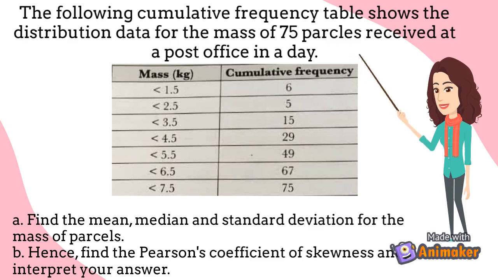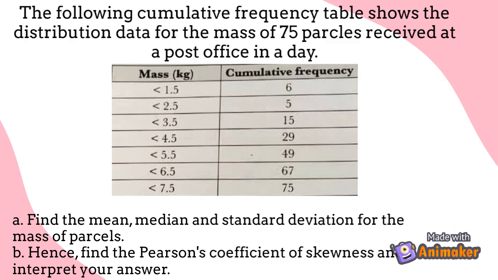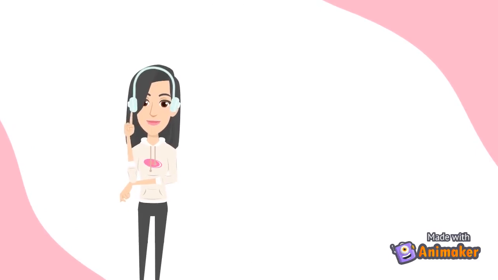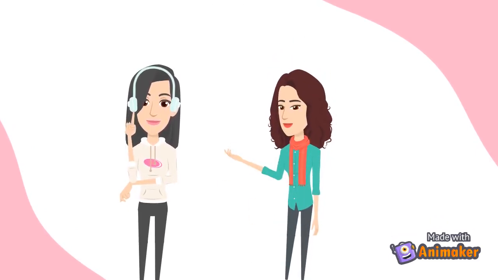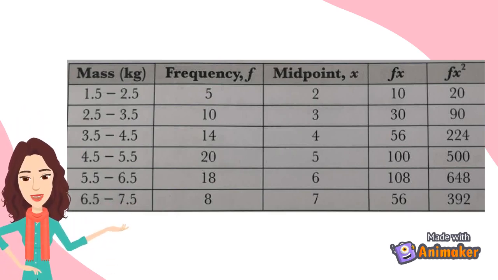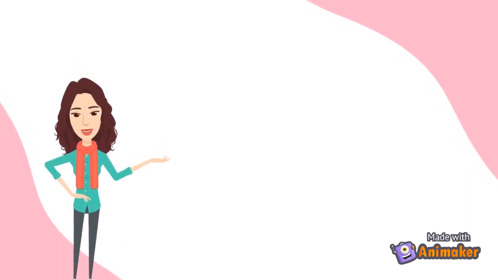So, have you guys read the question? I have. But I don't know where to start. Okay. First thing is, you need to construct a new table for the data. And this is how you need to construct the table. You need to find the midpoint, fx, and f times x square. Let's move on to question A.